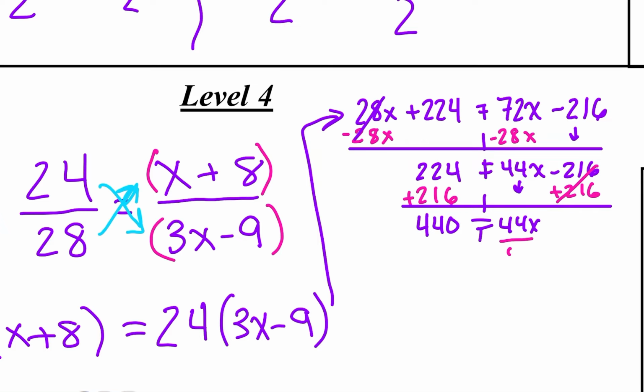And that is going to divide kind of nice here. Divide by 44, divide by 44. And when I do this division, I end up getting 10 equals x. So we know what x is.